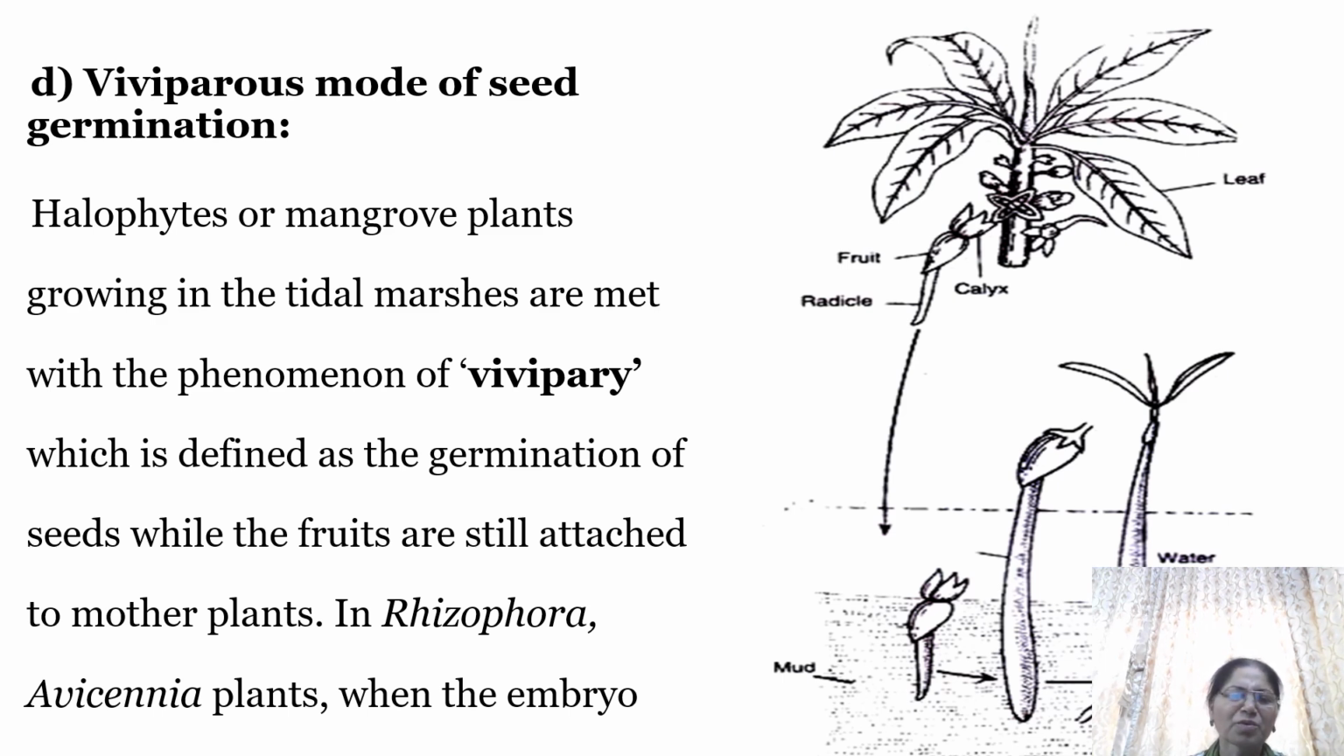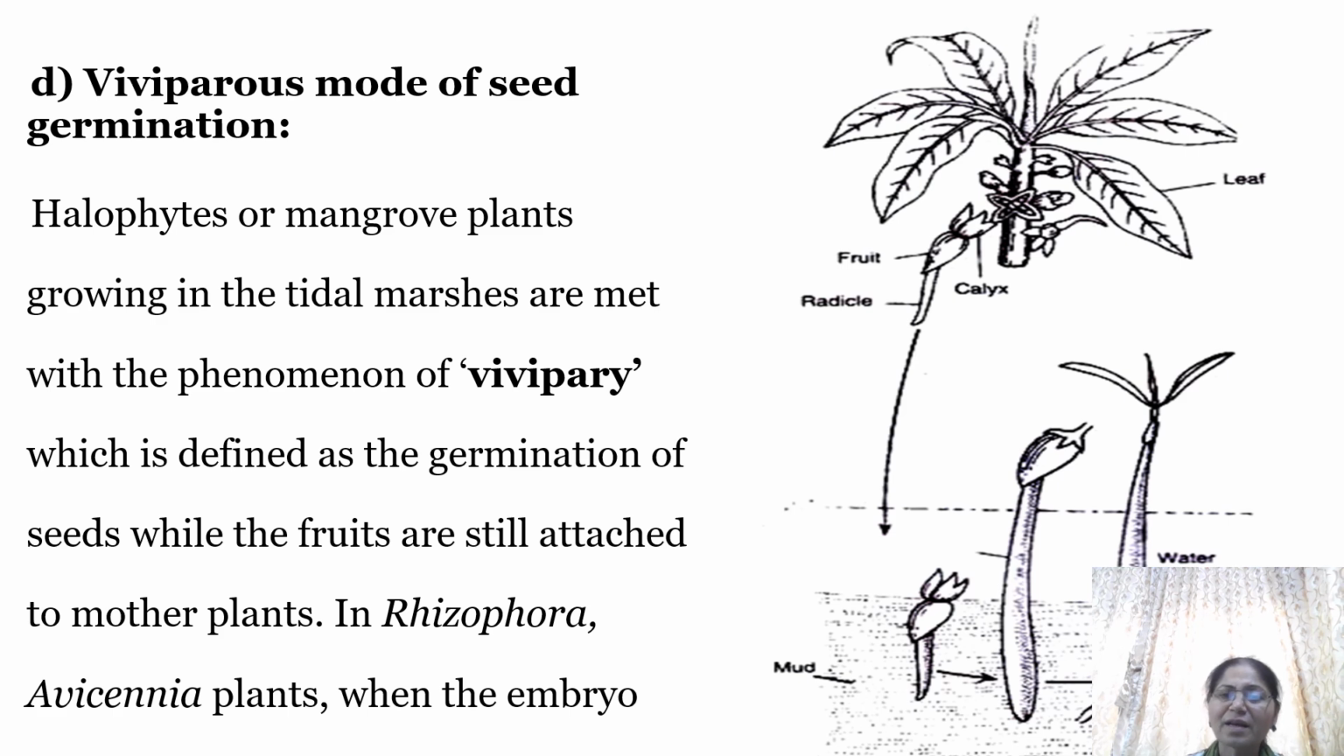Now, again, we know the water cannot enter the seed, so there will be no germination of the seed if it falls directly into the soil. Now what happens? The seed is very smart. The seed completes its partial germination while it is still attached to the fruit. You can see in the picture, while the fruit is still attached to the plant, there is the emergence of the radicle, and this emergence of the radicle shows that the seed has undergone partial germination while it is still enclosed in the fruit.